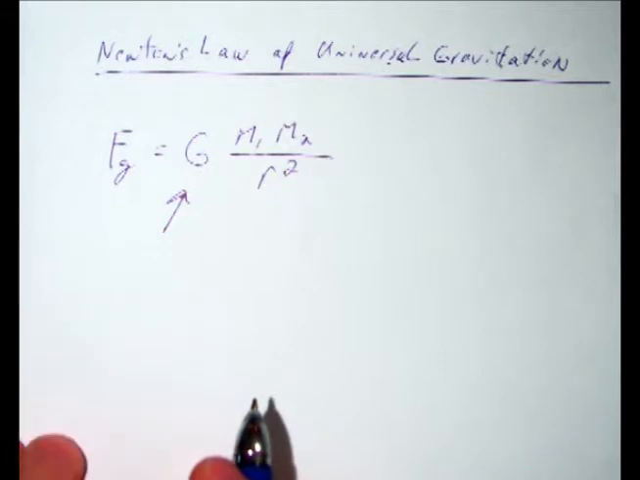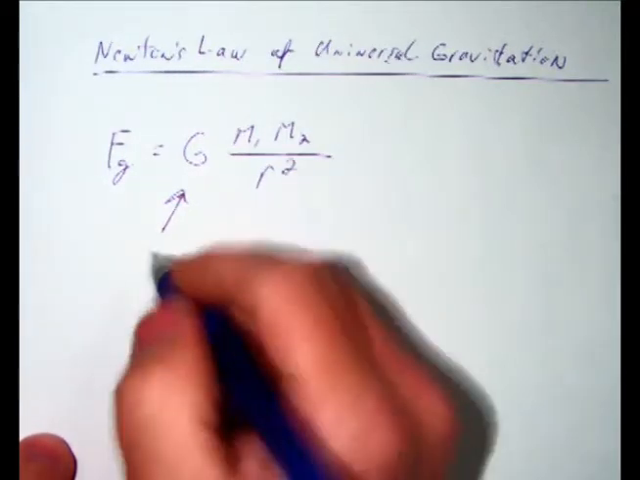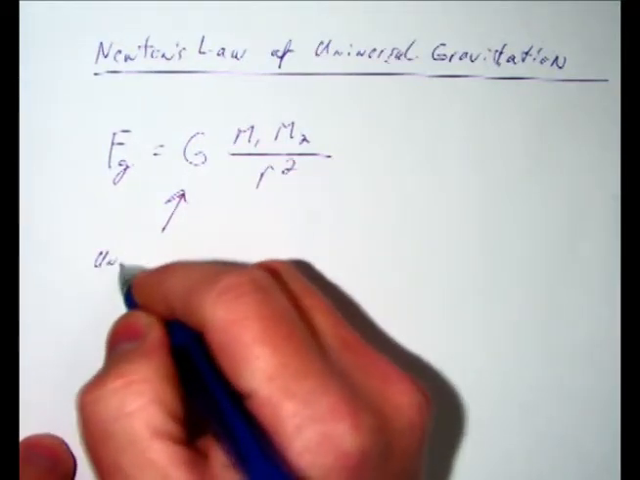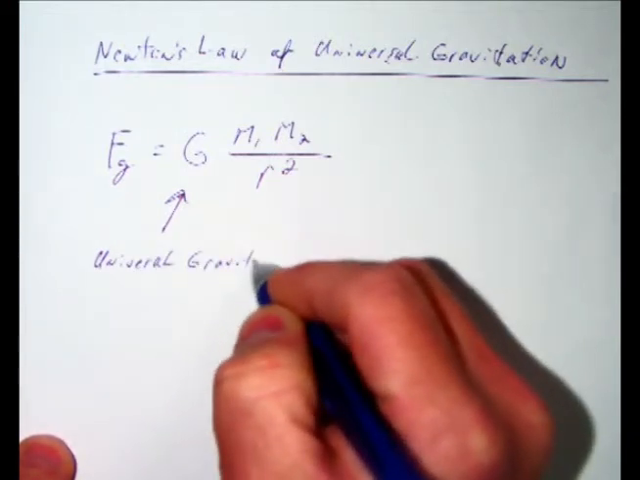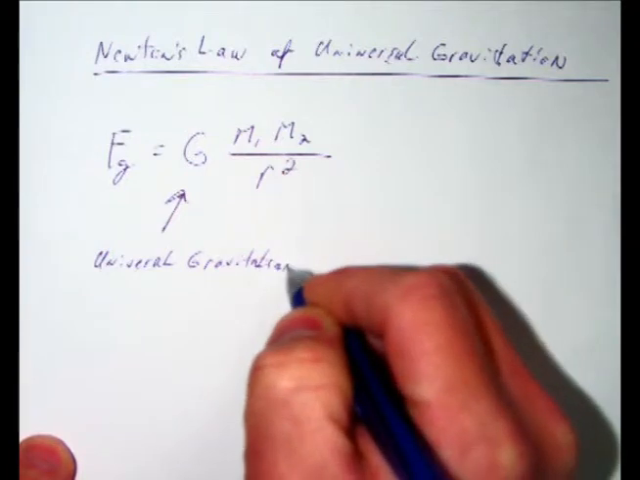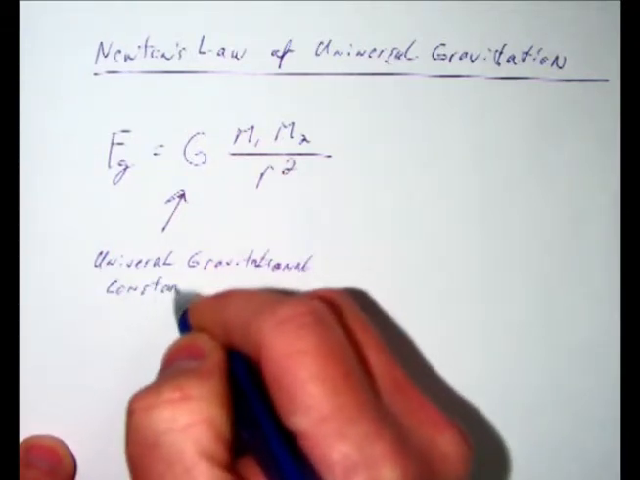Big G is a constant. What is a constant? It's a value that doesn't change. And in a mathematical formula, a constant is a number that makes the equation equal. Okay? It modifies the expression. And I'm going to explain this in just a minute. But this is just a constant. It's the universal gravitational constant.